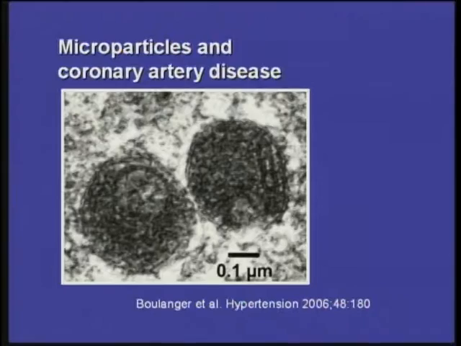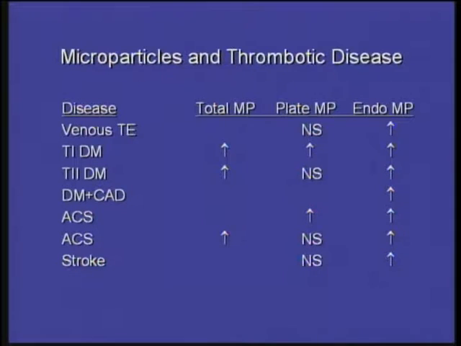A lot of people have looked at microparticles in coronary artery disease, and they've looked at two types of microparticles primarily, platelet microparticles and endothelial microparticles. And you can sort of see from this summary, a couple of studies have found an increase in the platelet microparticles associated with diabetes or with acute coronary syndrome. But a number of studies have found elevations in the endothelial microparticles. They've seen elevations associated with venous thrombosis. They've seen it with diabetes. They've seen it with coronary artery disease, acute coronary syndromes, and stroke.